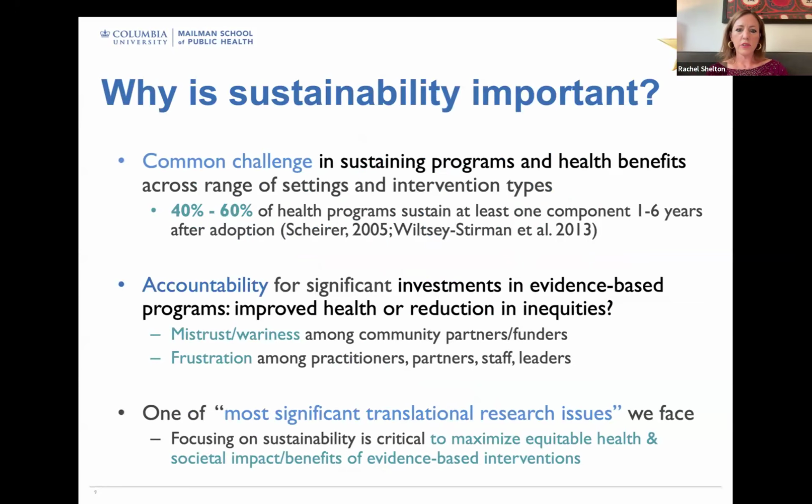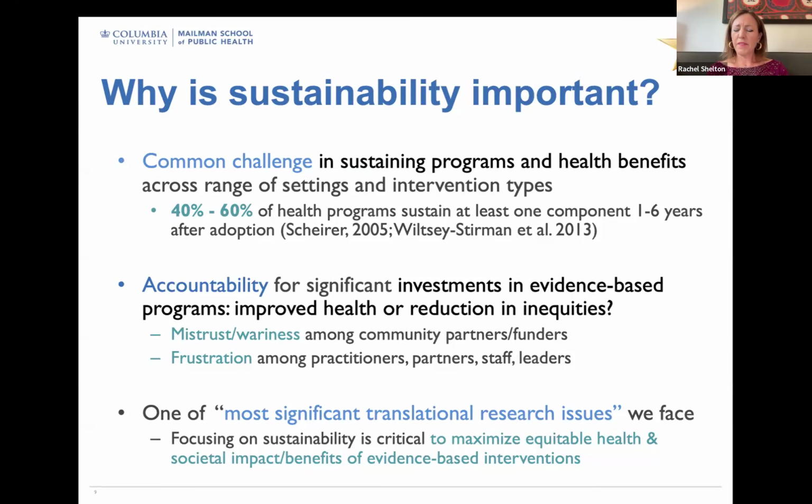And there's been some research suggesting that only about 40 to 60% of programs are sustained after 1 year. So again, a huge drop off. And sometimes these are multi-component programs, and even if some components are delivered over time initially, a lot of them drop off over time. So we know this is a big challenge.